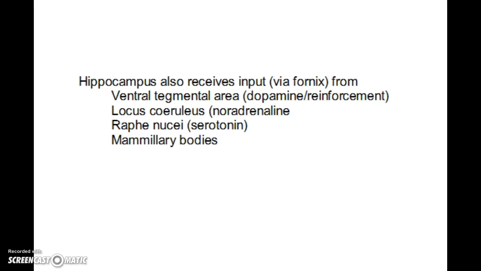In addition, the hippocampus also receives input via the fornix from the ventral tegmental area, and this is going to include dopamine and information about reinforcement, certainly important for learning about new associations. The locus coeruleus, which is going to relate to noradrenaline or norepinephrine. The raphe nuclei, which is going to communicate with serotonin, as well as the mammillary bodies.